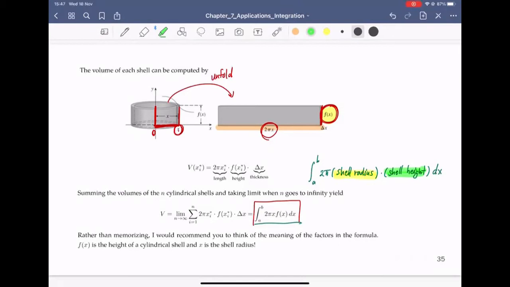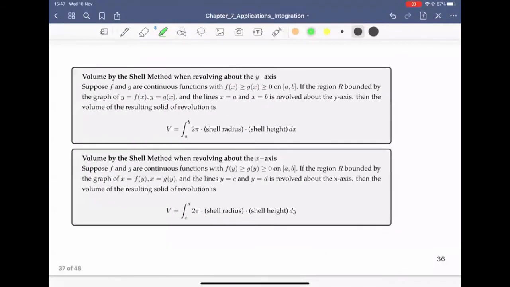I know this looks complicated to you, but you will see that this is a lot easier compared to the washer method. I love this method so much because it's beautiful. Let's look at the example together. This is what I just told you: what I memorize is shell radius times shell height. But it's up to you. If you feel it is better to memorize 2 pi x f(x) dx, it's up to you. But this is the general way to memorize.